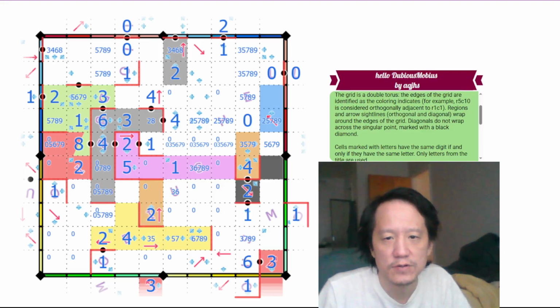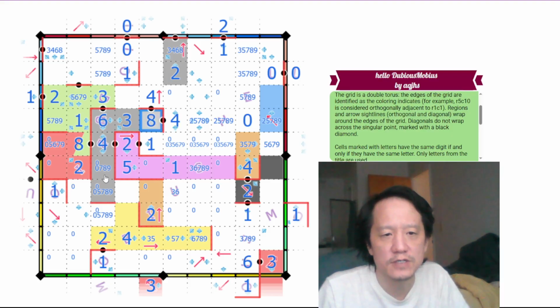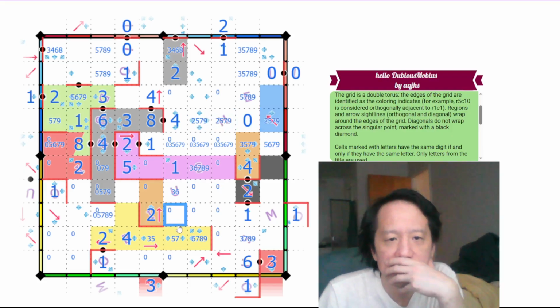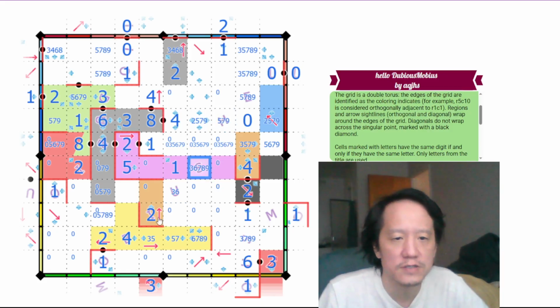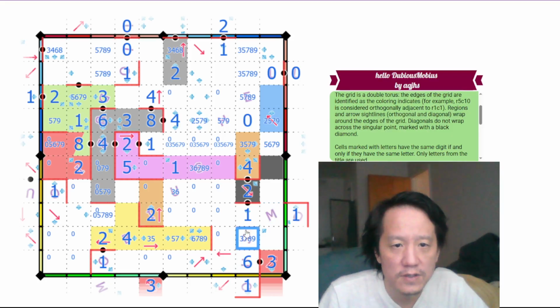Okay, so this 2 eliminates 2 here, so that's 8, which means this can't be 8 here, and this can't be 8 here. H cannot be 2, because I is already 2. So this is 5, 7, 9. S is 3, 7, 8, 9.